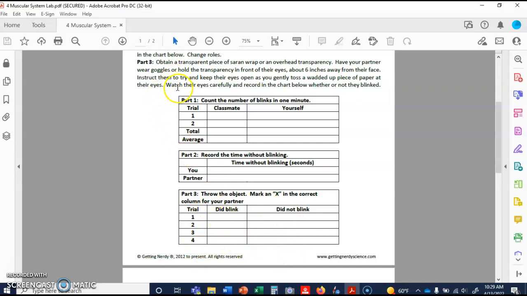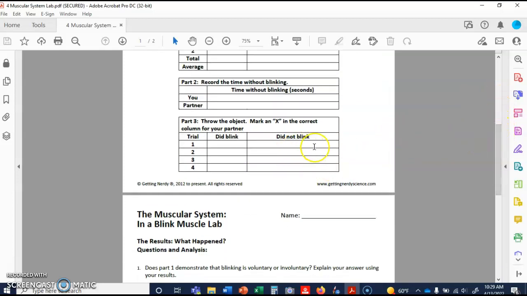Okay? So again, your partner has goggles on. You have a sheet of paper you've wadded up into a ball. You're going to throw the ball at their face, and you're going to notice whether they blink or did not blink. It says mark an X in the correct column for your partner. And then they're going to do it to you because you are the partner. So be careful how hard you throw because it's coming back at you.